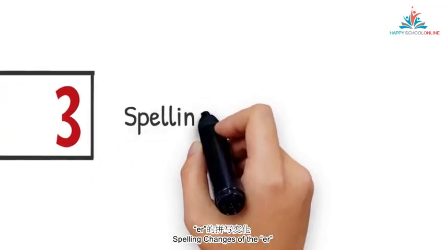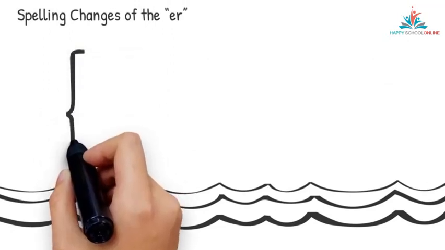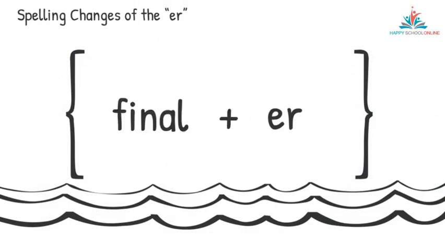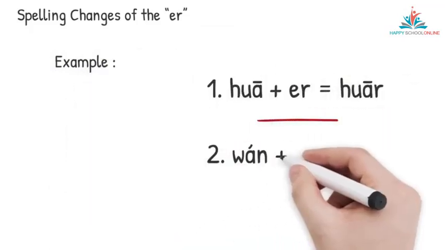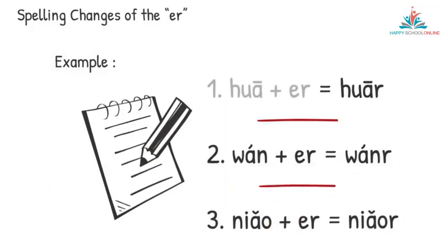Three, spelling changes of the retroflex final. When it follows the final, it is written as R without E, and it is no longer a dependent syllable. Here are some examples. Hua, R, Hua. Wan, R, Hua.